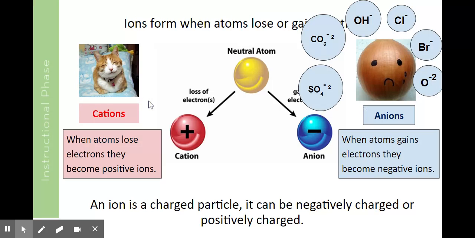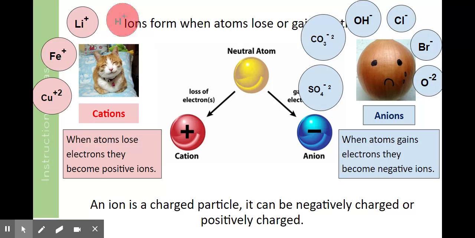Now, if we look at the cations, we've got Li+, so lithium ion. We've got Fe+, an iron ion. We've got Cu2+, a copper ion. Now, what you'll notice is that all these positive ions are metals. So metal atoms become positive ions. They become cations. Now, there is one exception, and that one exception is hydrogen. Hydrogen is also a positive ion.